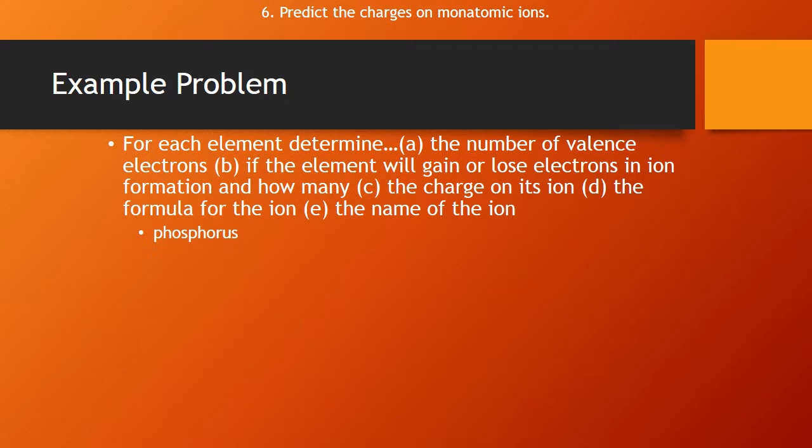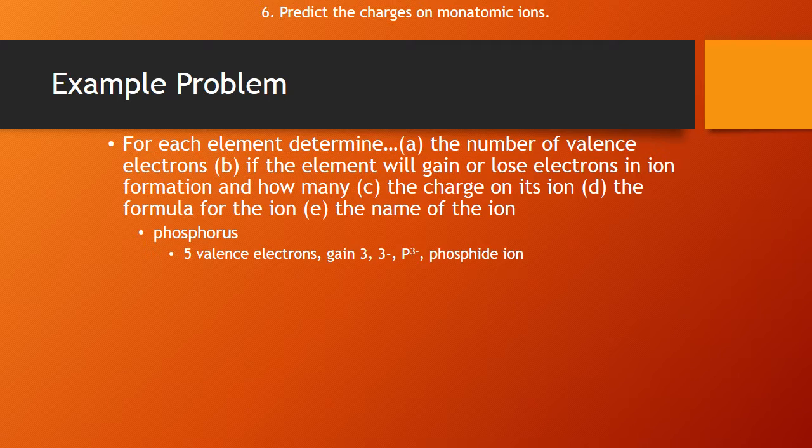The charge on its ion, part C here. If it gains 3 electrons, it will now have 3 more electrons than protons, so its charge will be 3 minus. The formula of the ion would then be P3− (with the 3 minus as a superscript), and the name of the ion would be the phosphide ion. So here you can see the answers.